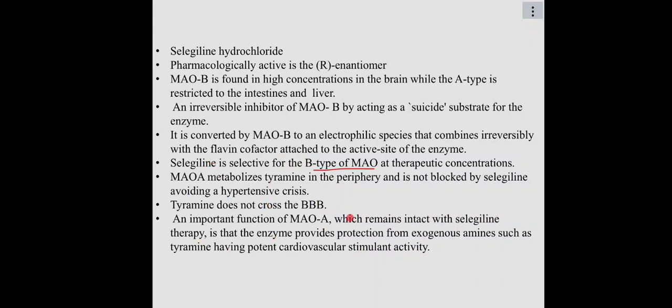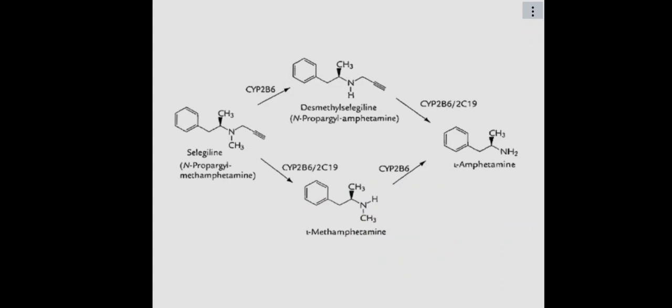An important function of monoamine oxidase A, which remains intact with selegiline therapy, is that the enzyme provides protection from exogenous amines such as tyramine, having potent cardiovascular stimulant activity, as I have mentioned. So it is very, very important that you go for drugs that are selective for the specific enzyme so that you minimize toxicity. What is the metabolism?